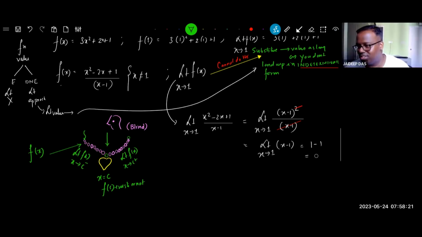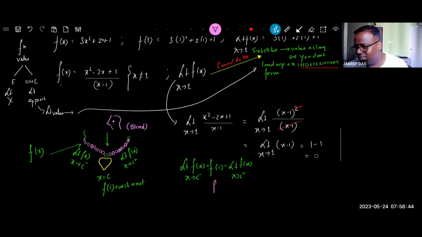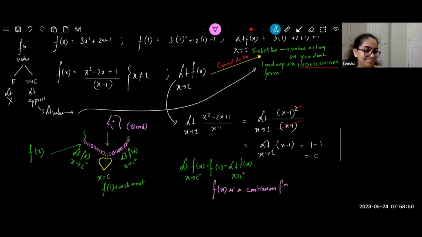And she arrives and tells her husband, you know, honey, the limit of f(x) as x tends to c minus, f of c, and the limit as x tends to c plus of f(x), I just wanted to check, and I found all of them equal. My necklace is intact. And welcome to calculus. In that case, you say f(x) is a continuous function. It's not discontinuous.